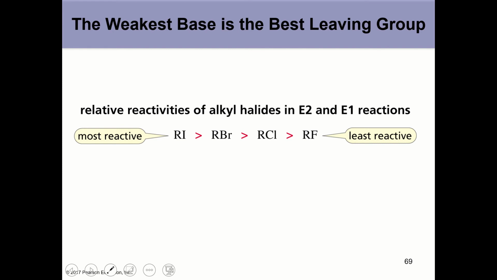For E1 reactions, the stability of the leaving group is the same as for SN1, SN2, and E2. The best leaving group is the one with the weakest bond, and that is iodide.